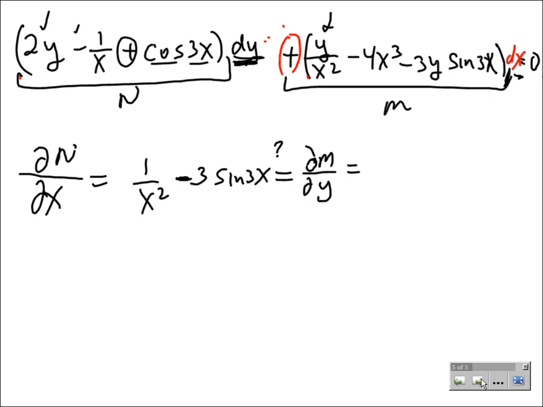Well, the 1 over x squared is a constant. Remember, this is the same as 1 over x squared times y. And the derivative of a constant times y is just the constant. Minus. That's a constant. It has no y's in it. Its derivative is 0. I won't even bother writing it down.